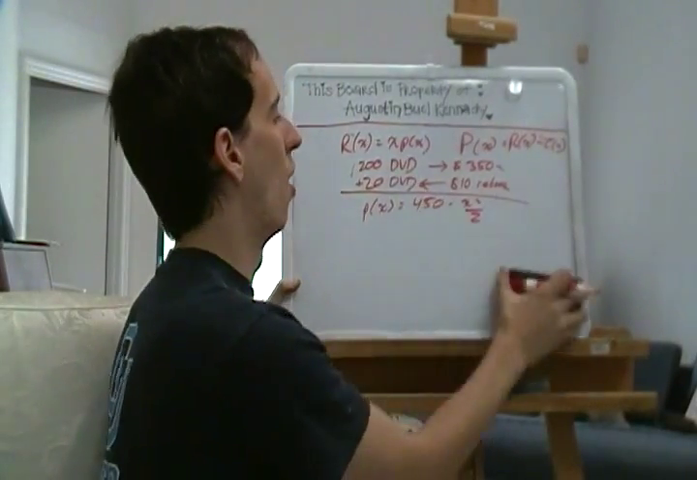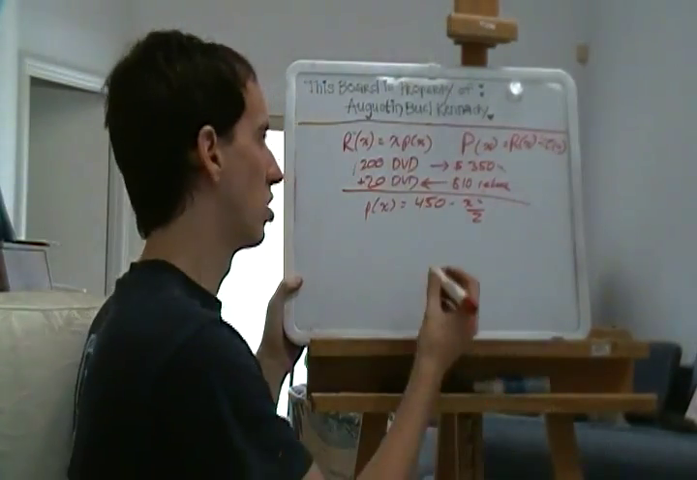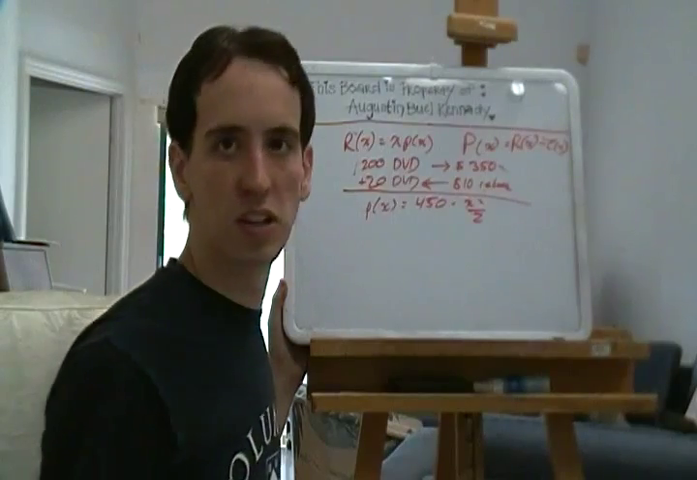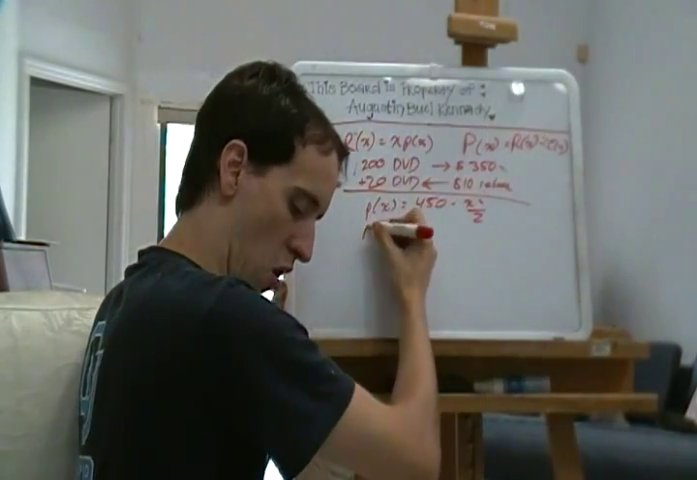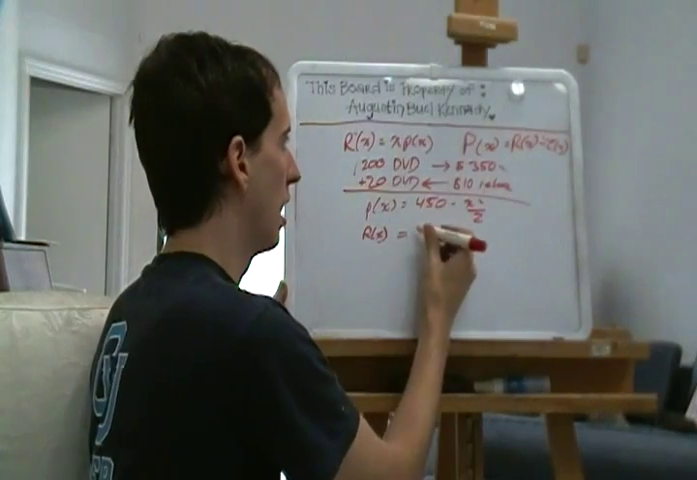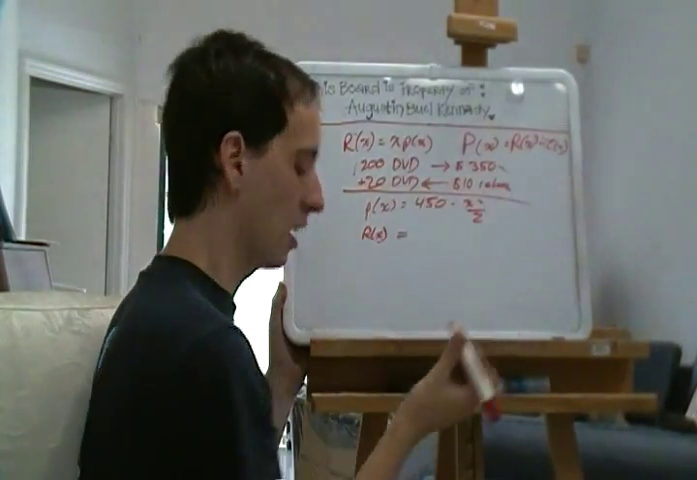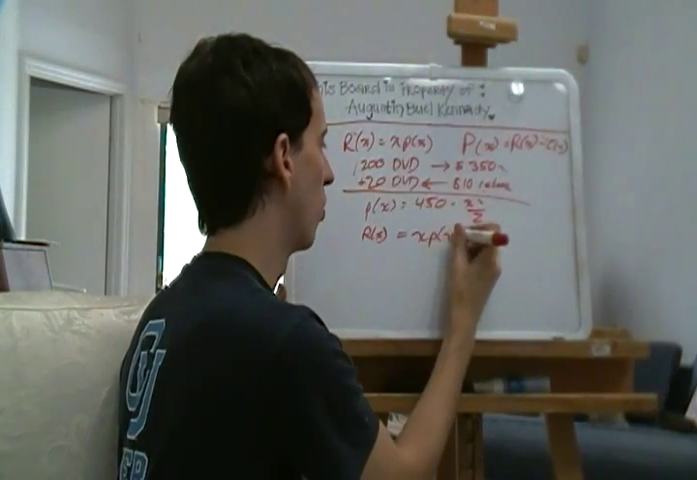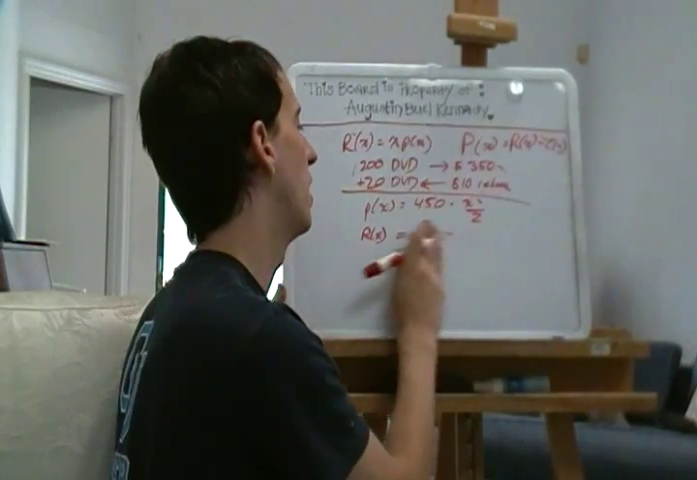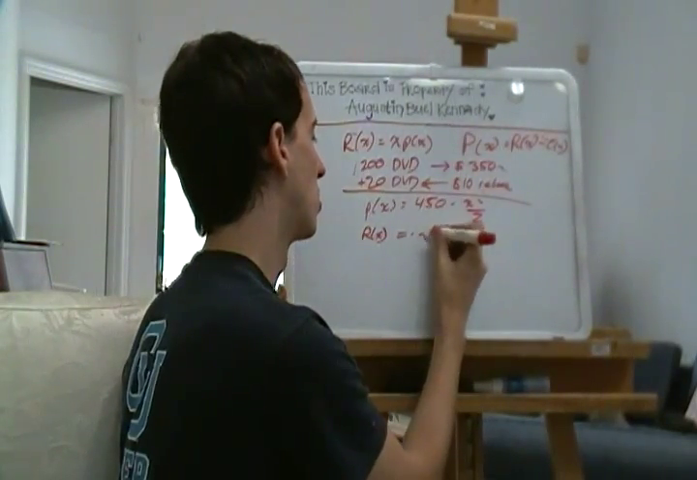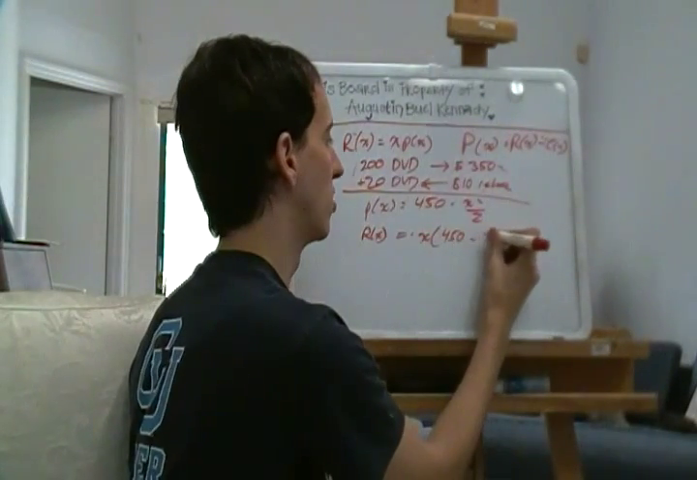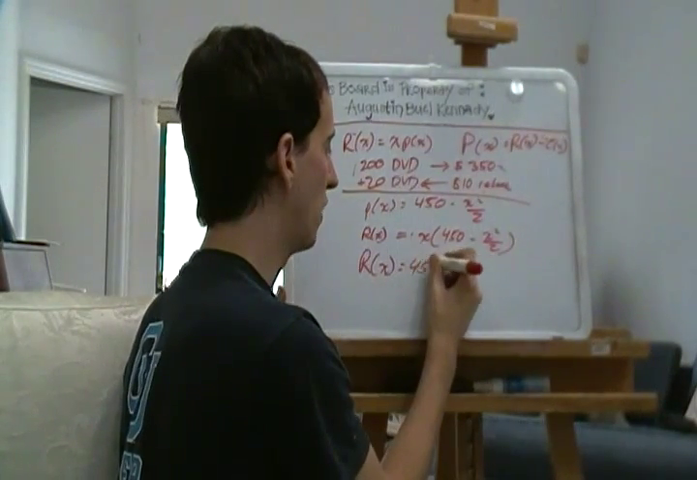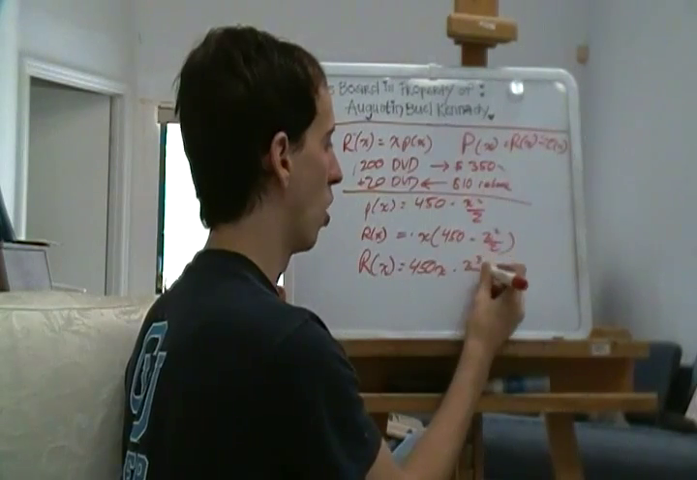Now, the revenue function we already know is r of x. Well, if big P of x equals r of x minus c of x, then it would stand to reason that r of x is x times P of x. So we know P of x, so r of x is going to be x times 450 minus x over 2.